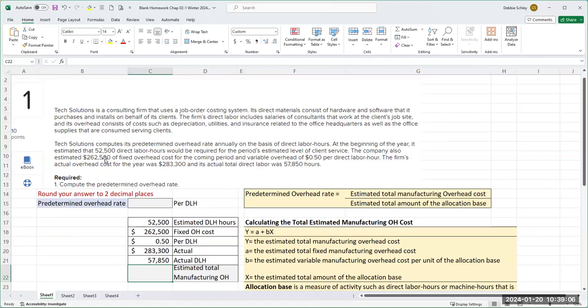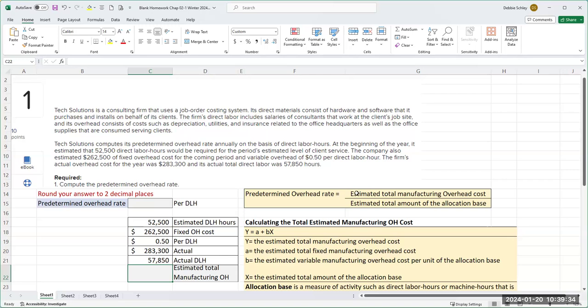Now, what do they want me to figure out? Compute the predetermined overhead rate. So they want me to do this formula. So in Excel, let's see. I'm going to do it this way. I could do it all in one cell, but then I would need to make sure all my parentheses were in exactly the right places, or it could end up with the wrong answer. So I'm going to do it in 2 steps.